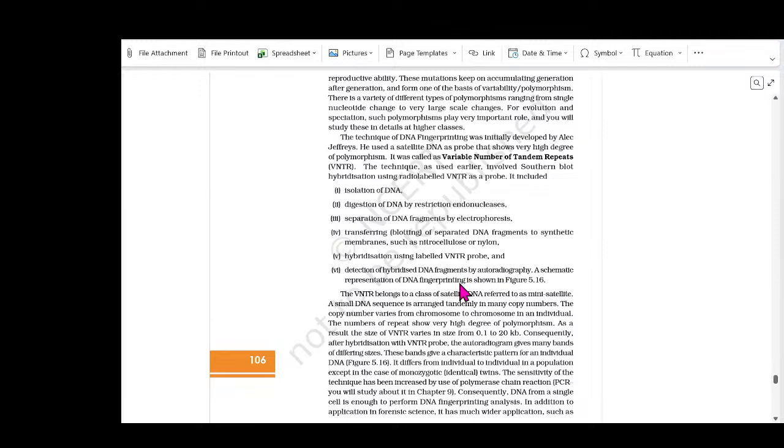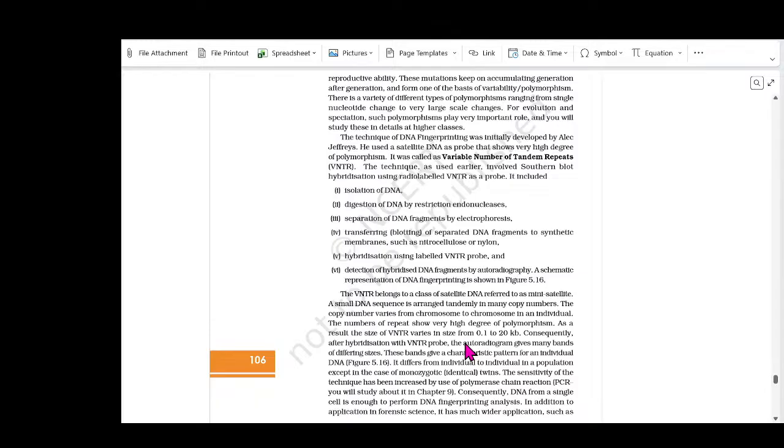A schematic representation of the DNA fingerprinting has been shown to you in figure 5.16. The VNTR belongs to a class of satellite DNA referred to as mini satellite. A small DNA sequence is arranged randomly in many copy numbers. The copy number varies from chromosome to chromosome in an individual. The number of repeats show very high degree of polymorphism. As a result, the size of VNTR varies from 0.1 to 20 kilobase pair.